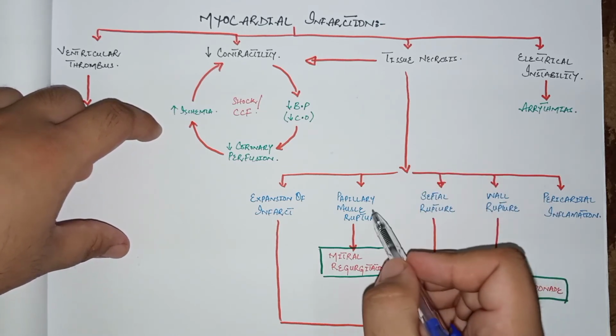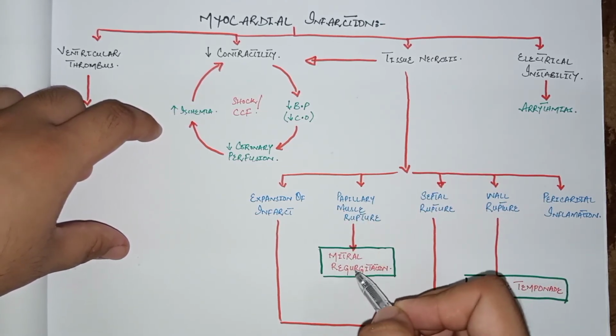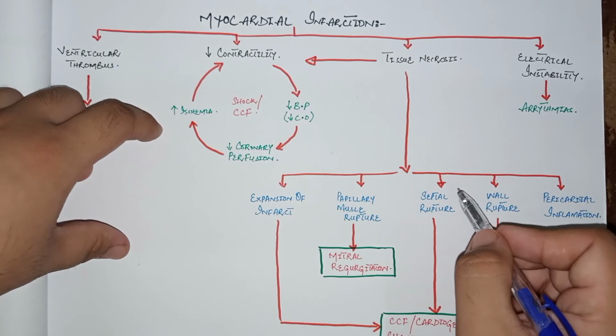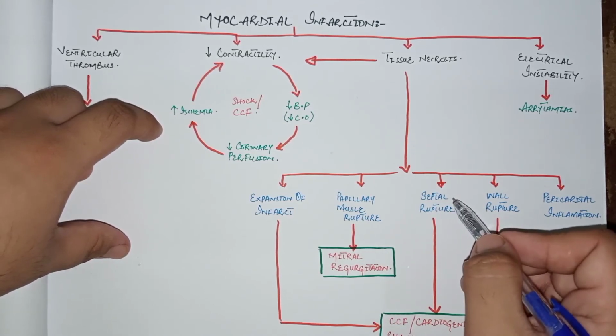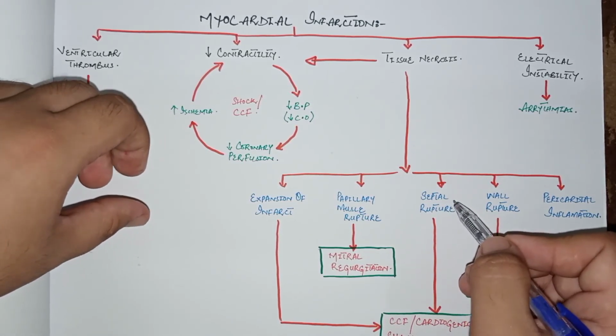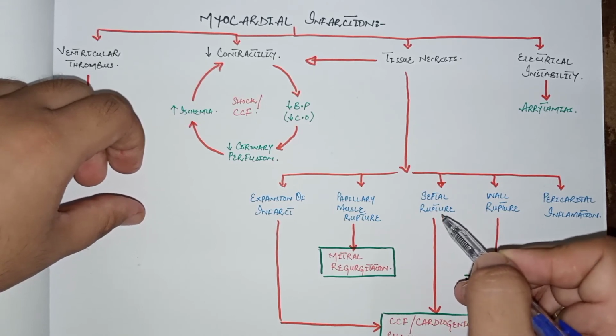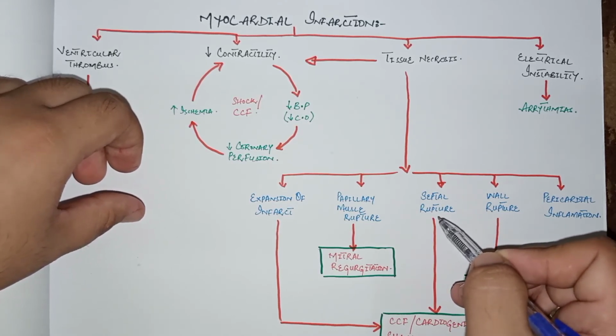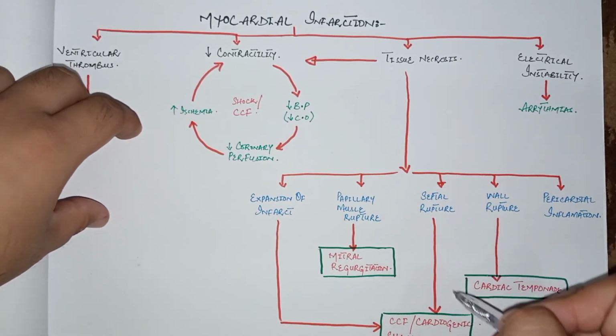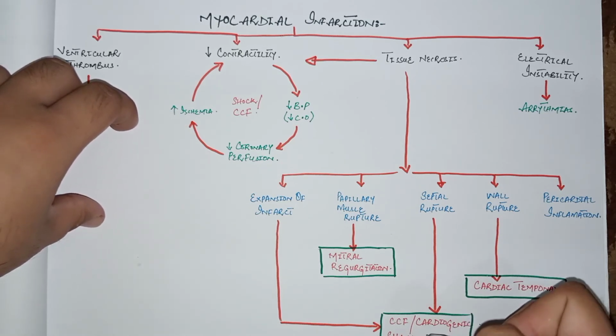And due to tissue necrosis of the papillary muscles, mitral regurgitation occurs. When there is a rupture of the interventricular septum, a left to right ventricular shunt occurs, due to which the workload on the right ventricle increases, and it ultimately leads to right sided heart failure.